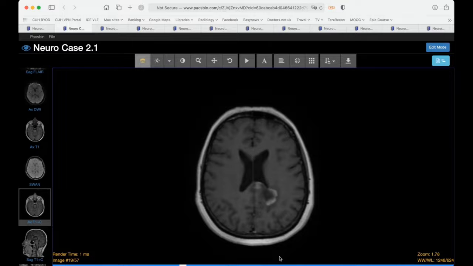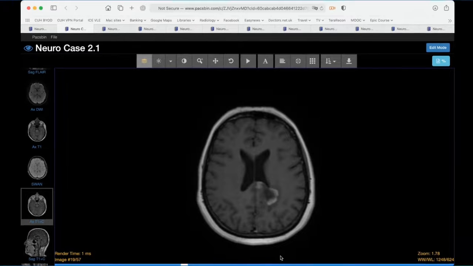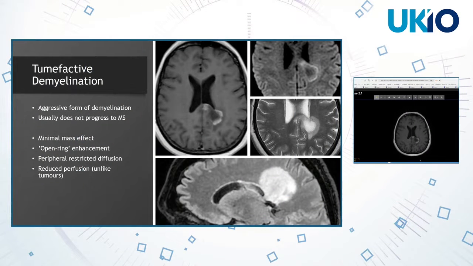Great. So this is demyelination. Thank you, whoever voted. You got that absolutely right. And the key feature here is that you've got this broken ring of enhancement. It's not continuous enhancement in the wall of the lesion. So this is known as tumefactive demyelination because it does look a bit like a tumor, has some sort of mass-like properties, but actually no real mass effect.